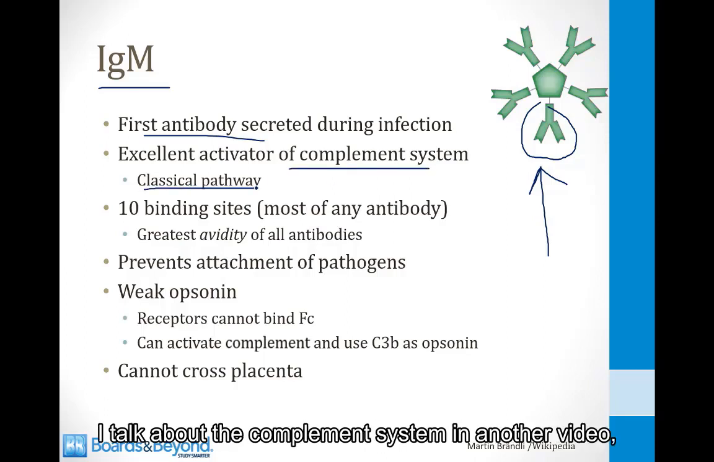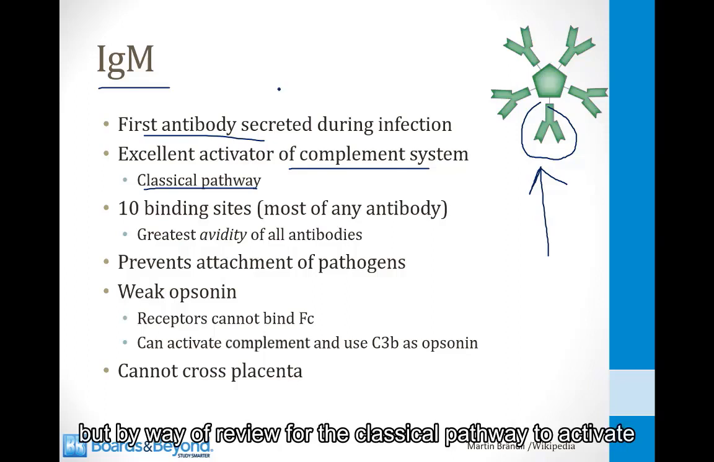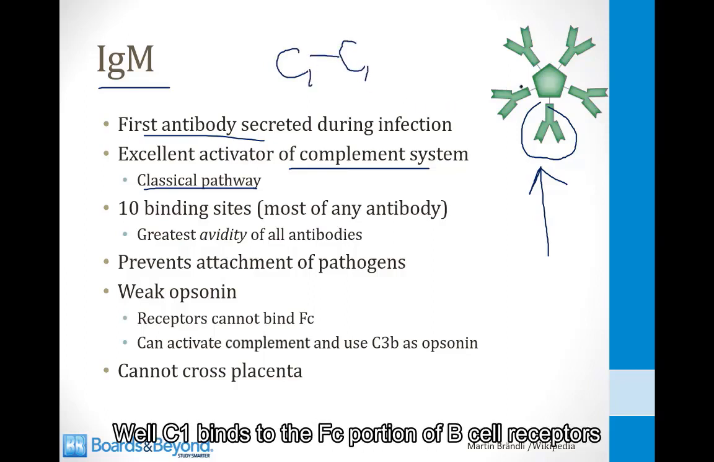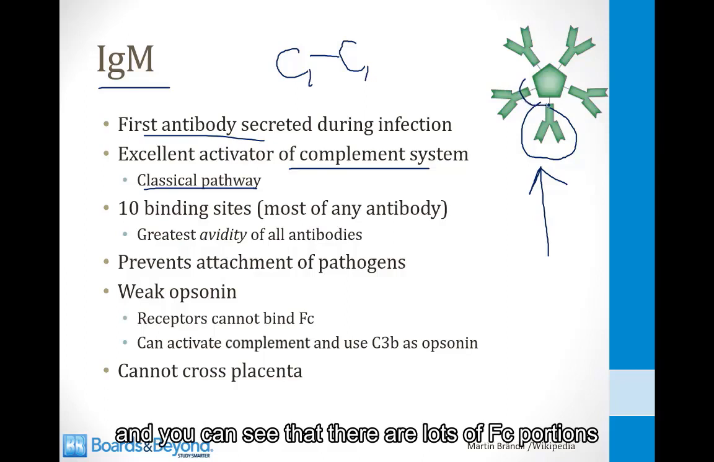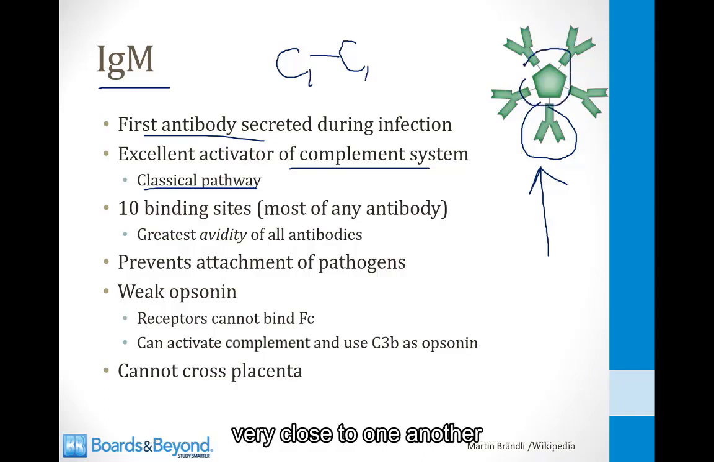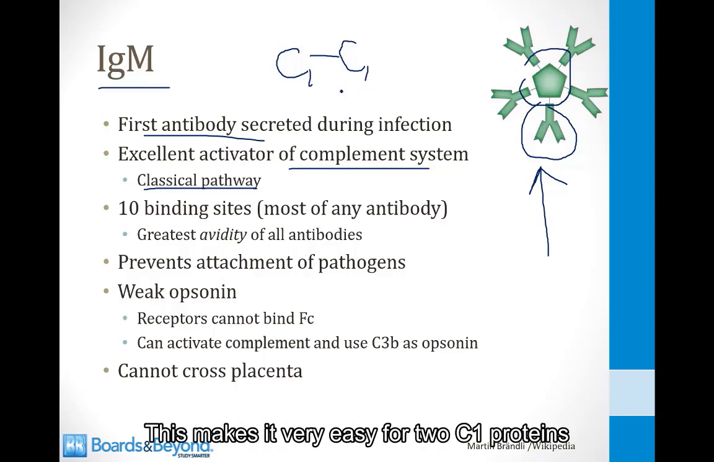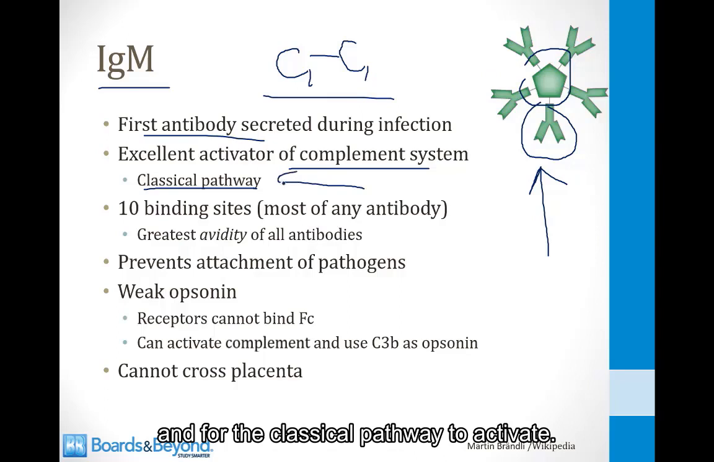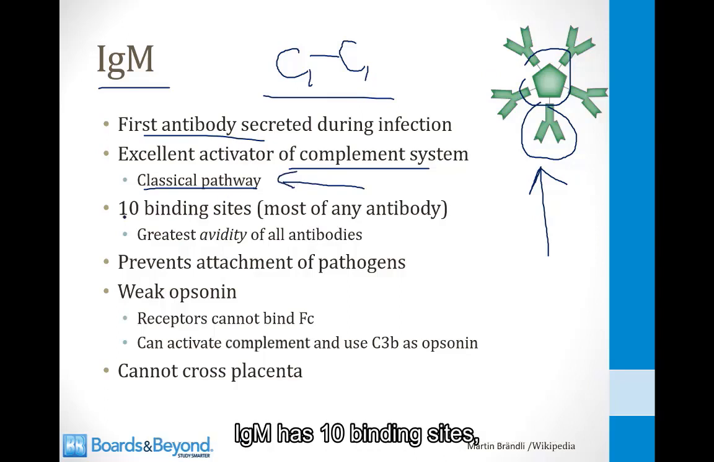I talk about the complement system in another video, but by way of review, for the classical pathway to activate, 2 complement proteins C1 must link together. Well, C1 binds to the Fc portion of B cell receptors, and you can see that there are lots of Fc portions very close to one another within a molecule of IgM. This makes it very easy for 2 C1 proteins to get next to each other and for the classical pathway to activate. IgM has 10 binding sites. This is the most of any antibody.